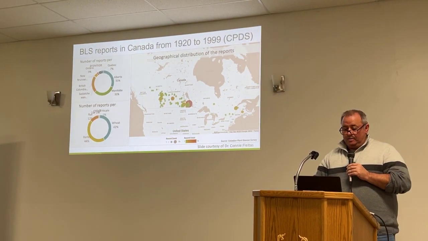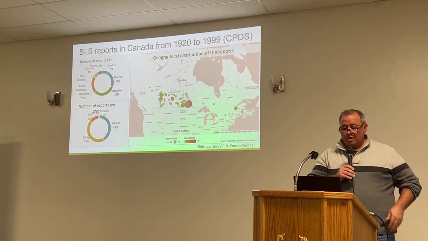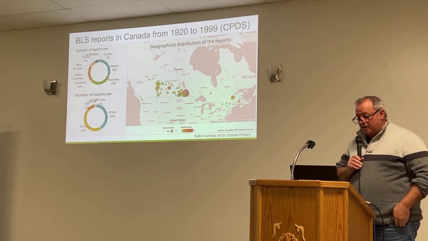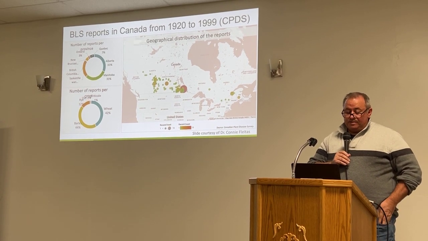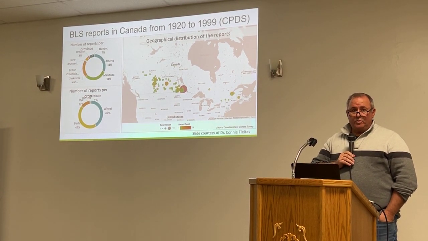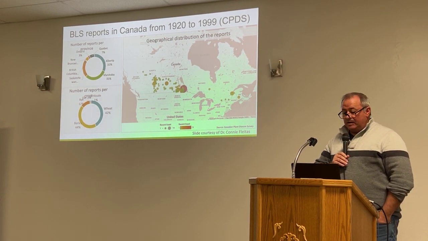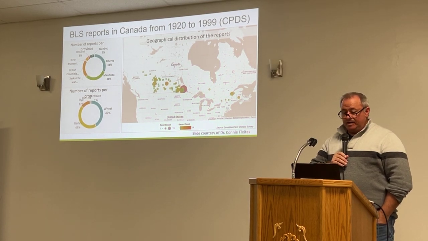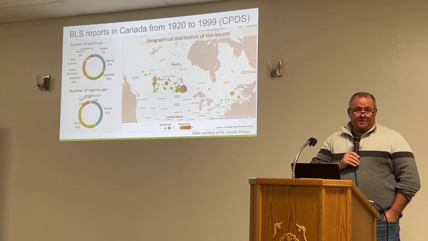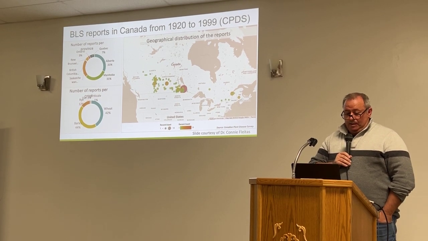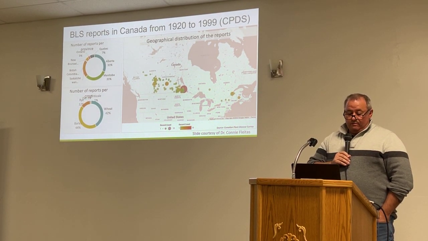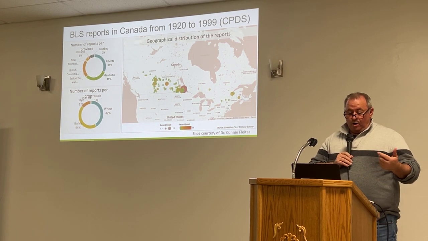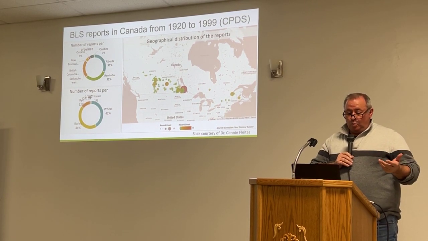Okay, so this slide, Dr. Connie Fleitas made this slide, and so let's start in the top left there. You see that circular graph, and what this is showing us is that the majority of the reports of bacterial leaf streak in Canada between 1920 and 1999 came on the prairies, where we grow the most wheat. The bottom graph there on the left shows the number of reports per crop, and so you can see that mainly wheat and barley.